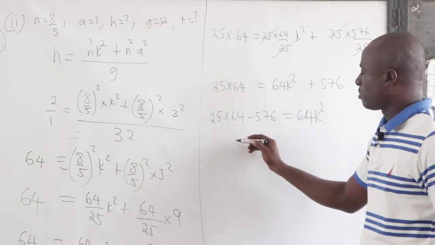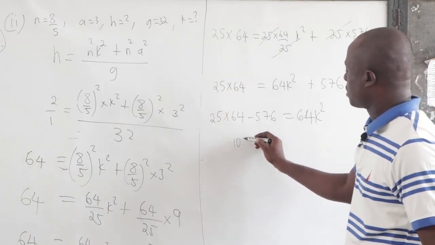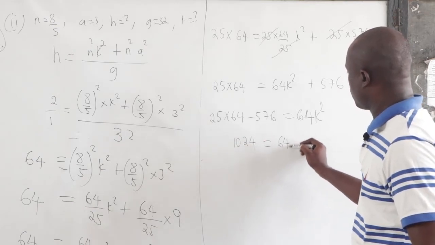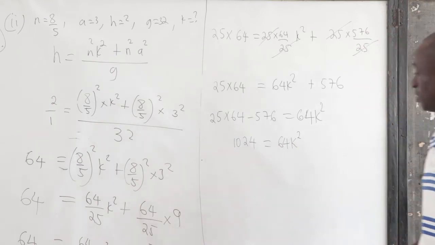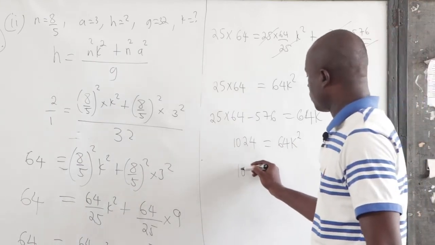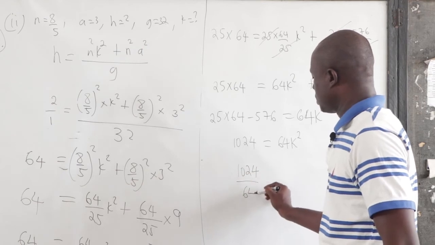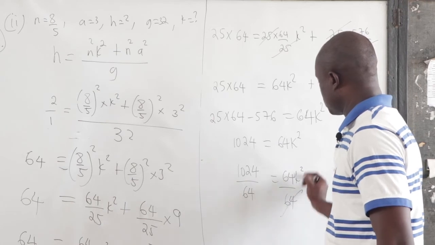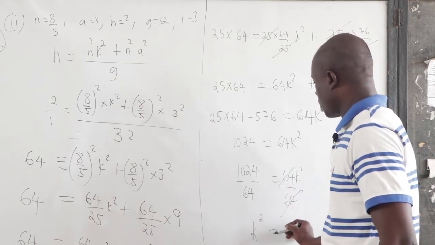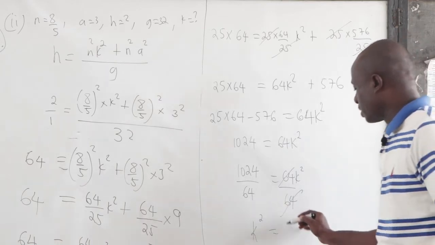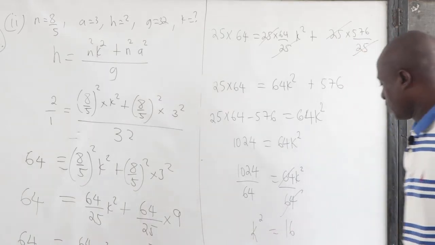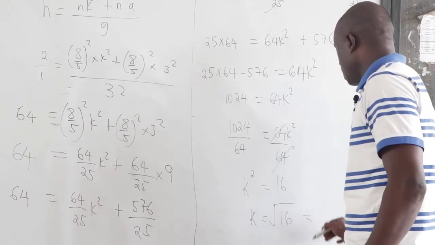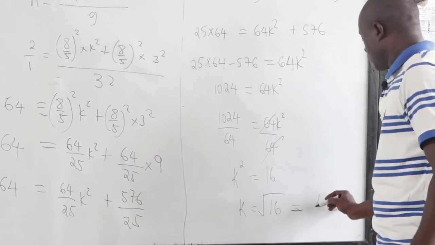Now when you compute this on the calculator, we are getting 1024 equal to 64 k squared. We want to find k. So we divide through by what is multiplying it, which is 64. This is cancelling that. So we have k squared. Now 1024 over 64. When you divide, what are we getting? We are getting 16. We want to find k. So clearly k equal to square root of 16, and this is 4.